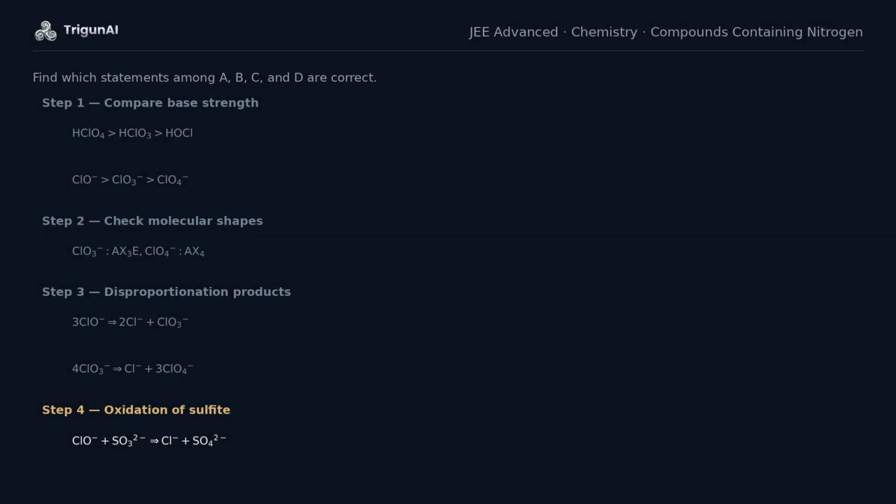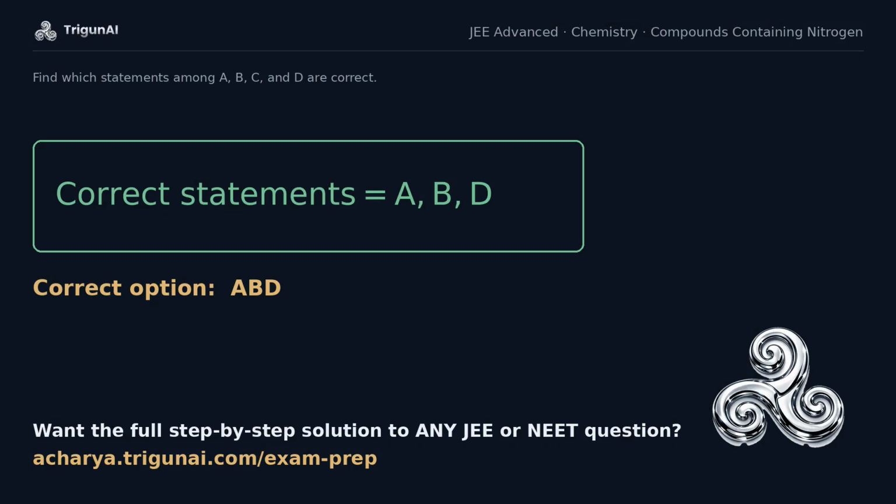In this reaction, sulfite is converted to sulfate, so sulfur is oxidized. Hypochlorite is reduced to chloride, so hypochlorite acts as the oxidizing agent. Therefore, statement D is correct. The correct statements are A, B, and D.